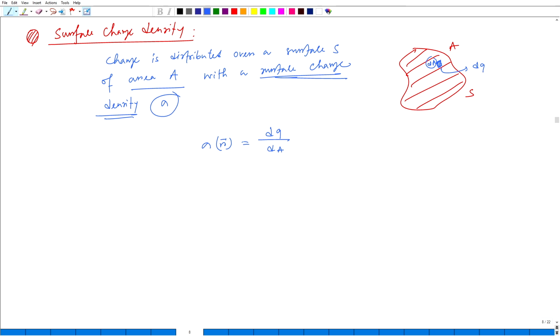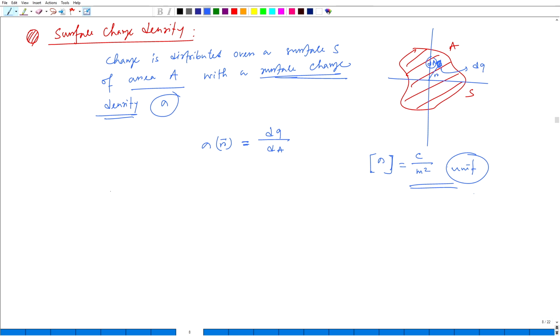And sigma is a function of r because of where we consider this element. If we draw an axis, from the center to this element the distance is r. The dimension of sigma is the dimension of charge divided by the dimension of area, so coulomb per meter square. This is the unit. And the total charge, how to calculate the total charge?